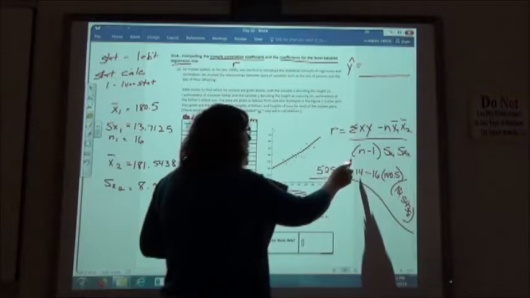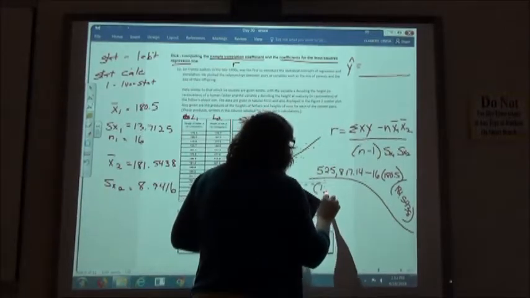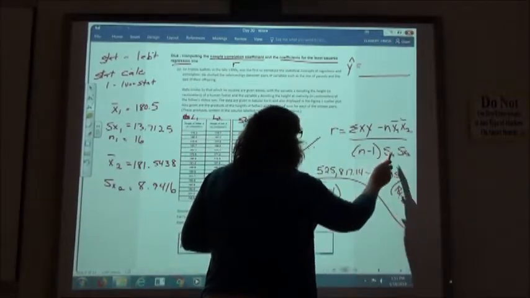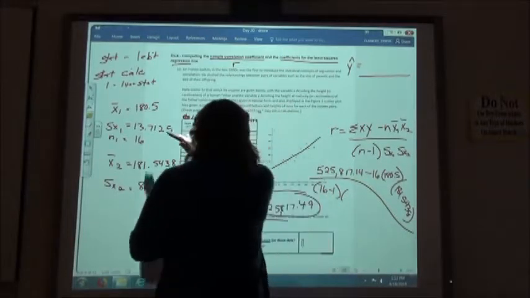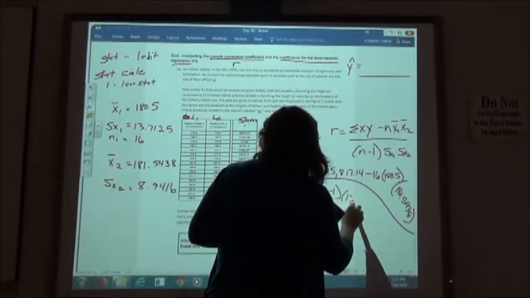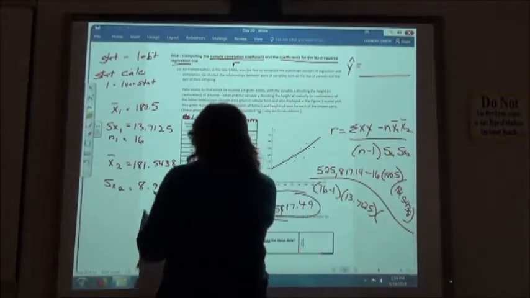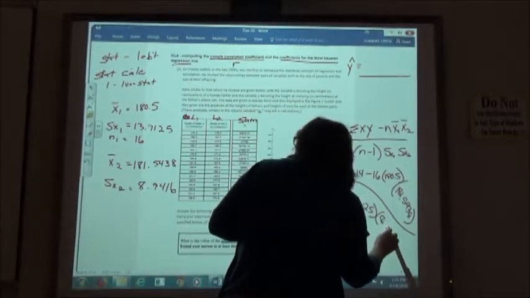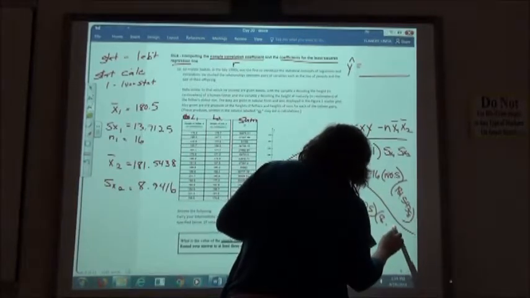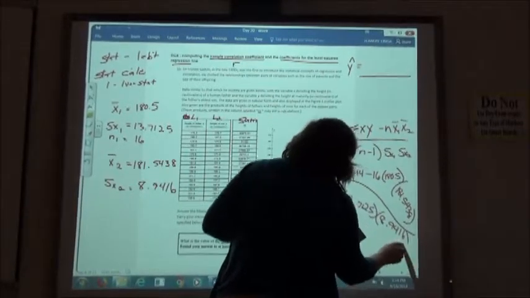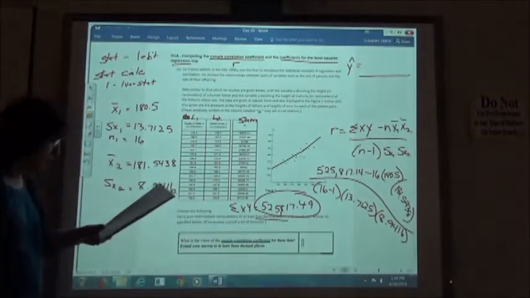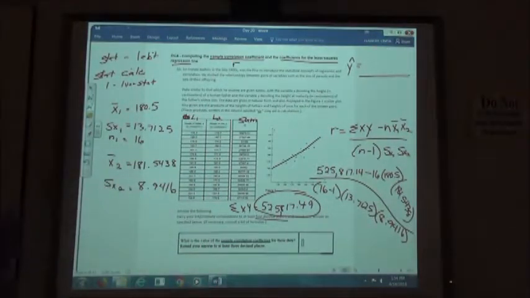Then I'm going to do n minus 1. So I am going to do 16 minus 1 times the standard deviation of the first, which is the 13.7125, times the standard deviation of the second, which is the 8.9416. You can almost read all of that. I don't have any spots that are any whiter to write on.